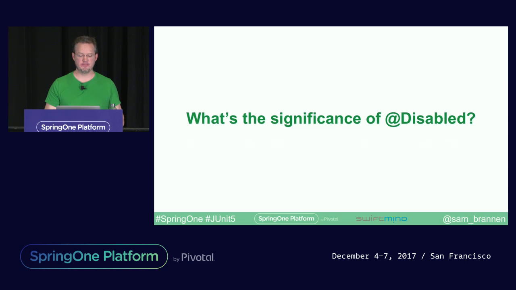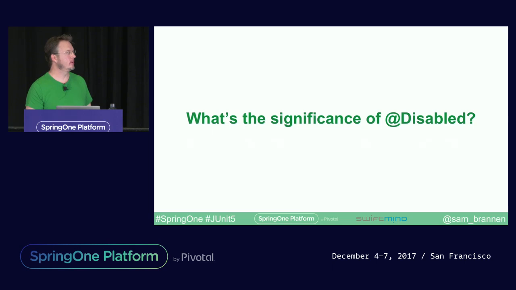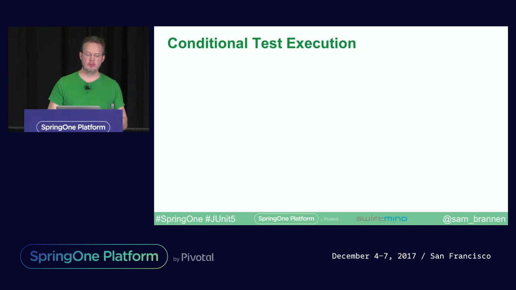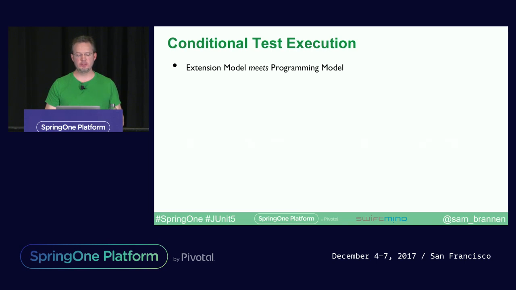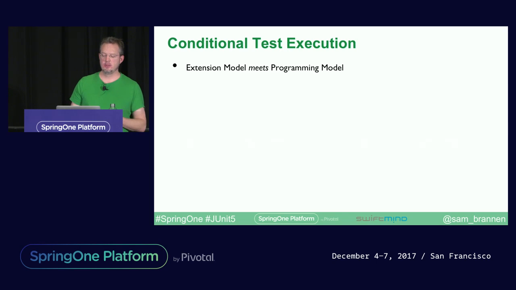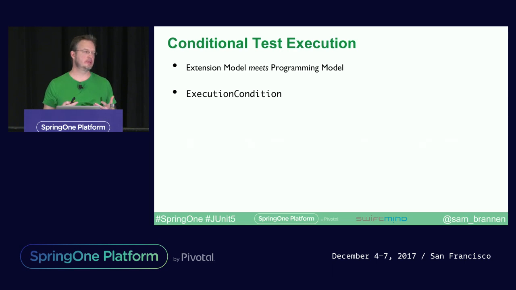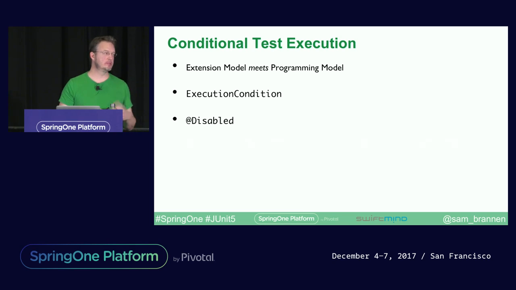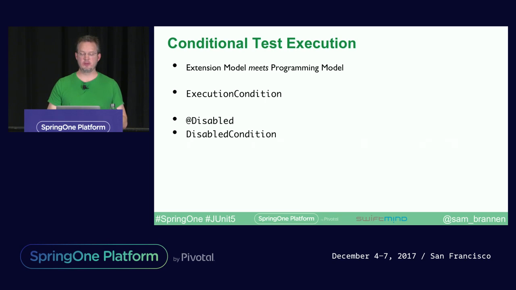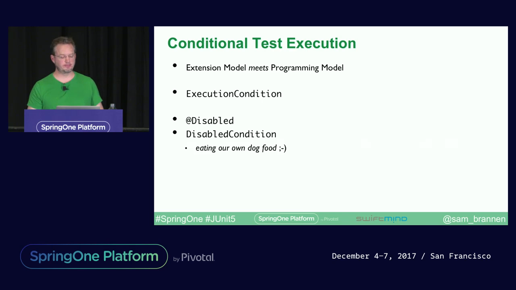So this @Disabled thing, right? So what's the significance of that? This falls in the category of what we call conditional test execution, and it's another place where the extension model meets the programming model. So for that, there's an ExecutionCondition API you can implement, and it basically determines is something disabled or enabled, right? So hence the name disabled. It makes more sense in that context. And for that, we have built-in support for @Disabled, and behind the scenes, there's a DisabledCondition. It looks to see if the annotation is there on the method or the class to determine whether or not the test should run or not.